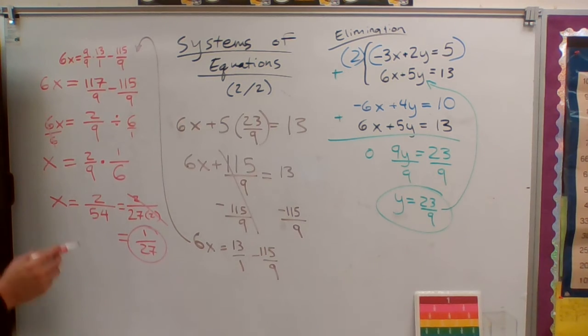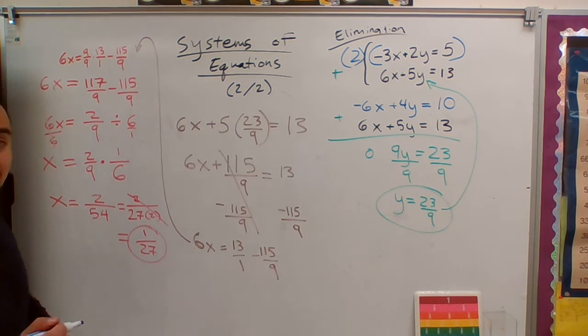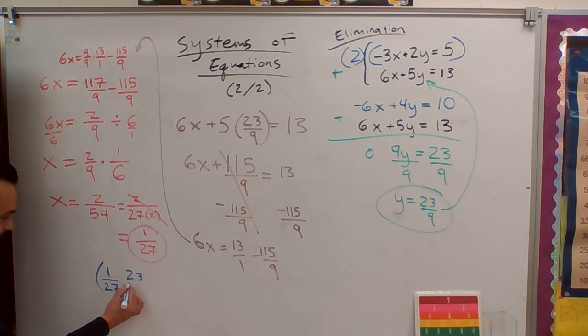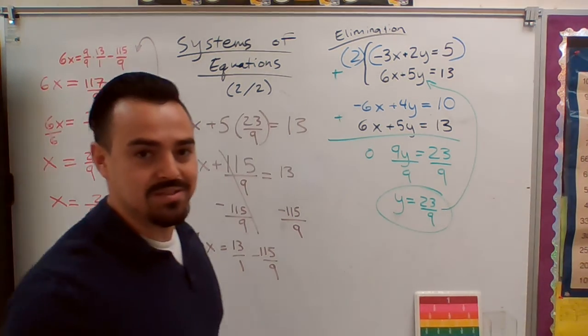We have our y, we have our x, so we have our answer. Our x is 1/27. Our y is 23/9. And that is the point of intersection.